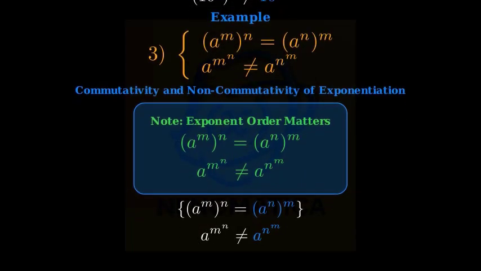However, when we have a raised to the power of m raised to the power of n, this is not equal to a raised to the power of n raised to the power of m. This is because exponentiation itself is not commutative.